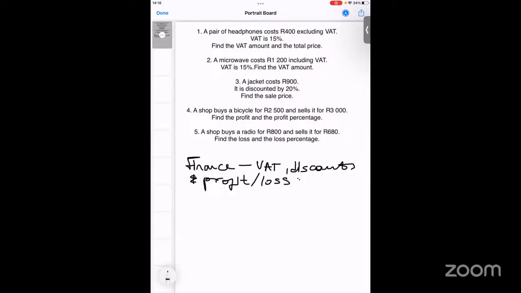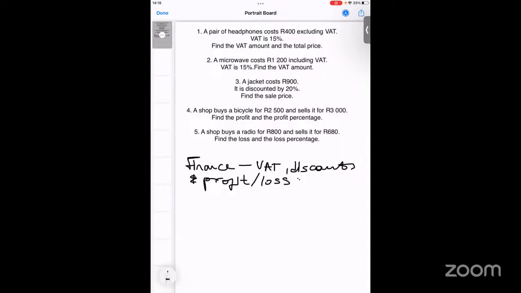Let's take a deep breath and look at this question again. A pair of headphones costs 400. Okay, 400. And this excludes VAT. And then VAT is 15%. So what they want you to do is to find the VAT amount and the total price.